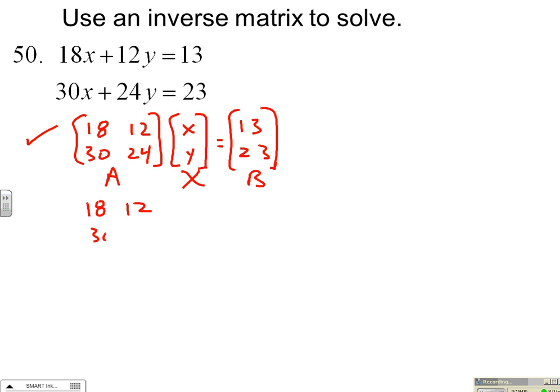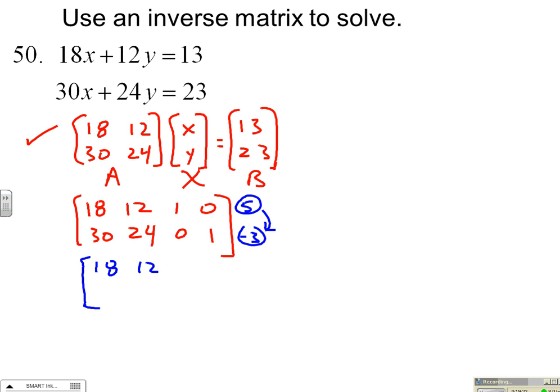18, 12, 30, 24. Attach our 2 by 2 equivalent of 1, our identity matrix, and Gauss-Jordan this. Yuck. 18 and 30 match up at 90. I need a 90. I've got a 90 now. I need a -90. I've got a -90. So step 2, I get 18, 12, 1, 0. I get 18, 5, 90. 30, -3, -90, 0. I get 5 times 12, 60. I get 24 times -3, -72. I get -12. That's going to be very convenient.